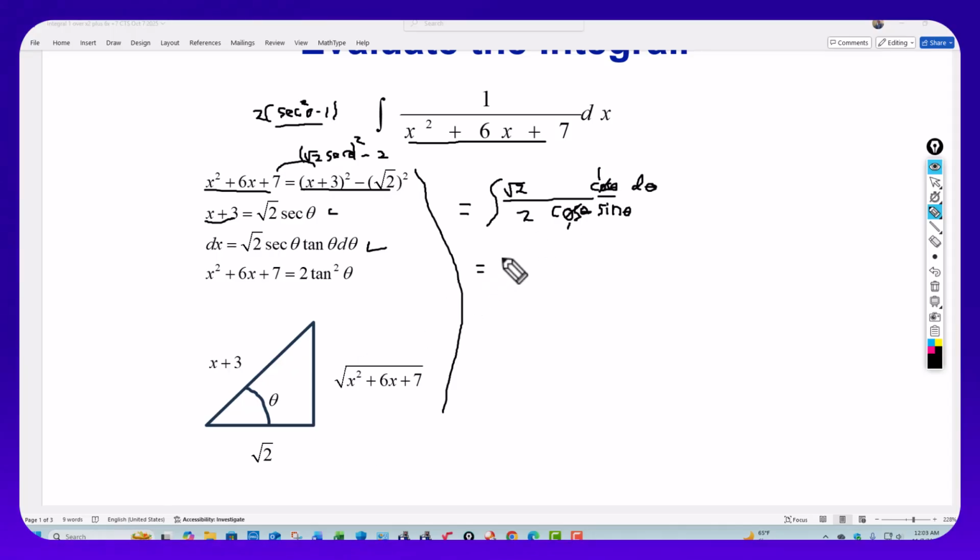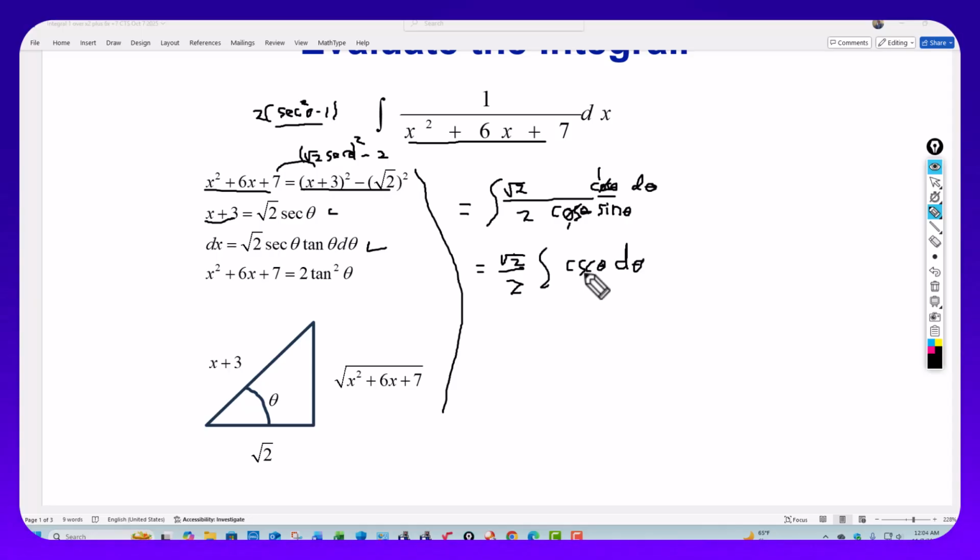Then we can take out the square root of 2 over 2. Square root of 2 over 2. And what I have left here then is 1 over sine. 1 over sine. But that's the same thing. One of your basic identities, that's the same thing as cosecant of theta, d theta. And now we take the integral. Cosecant of theta, d theta.